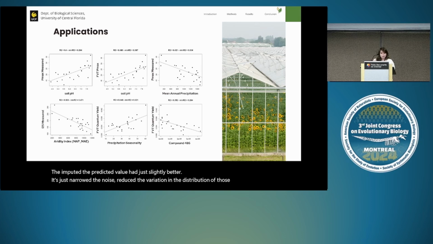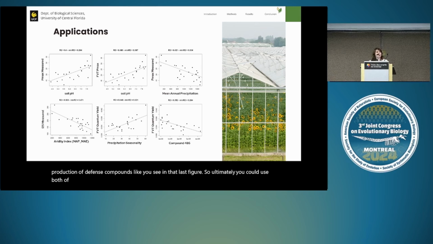But we also found correlations with a lot of our variables with environmental things like precipitation, seasonality, pH, of course, aridity, and also correlations with some physiological traits. One of the most interesting to me was correlations between quantum yield and production of defense compounds, like you see in that last figure. So ultimately, you should use both of them in tandem to get a holistic understanding of the change in these traits and their response.